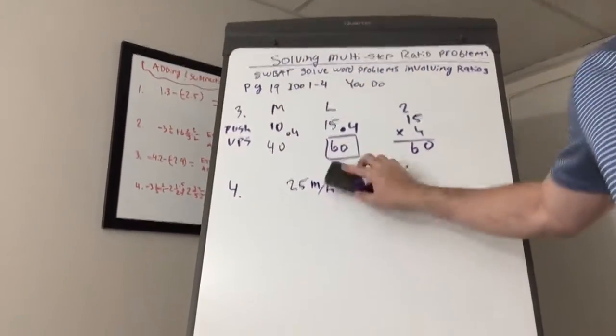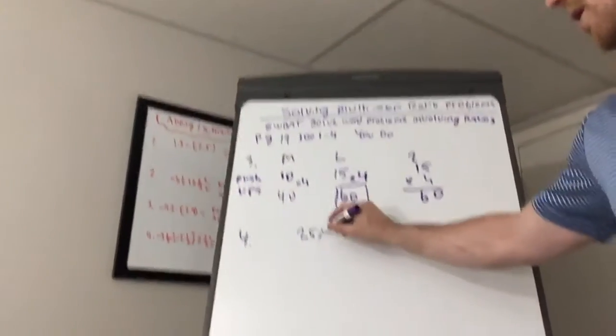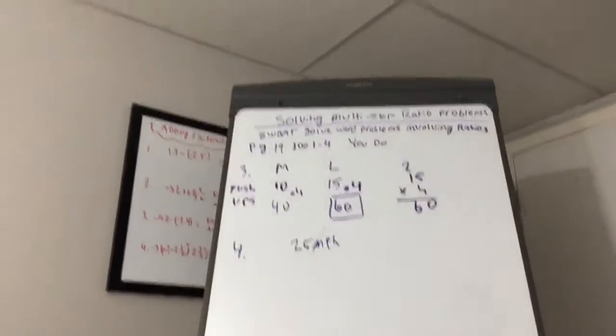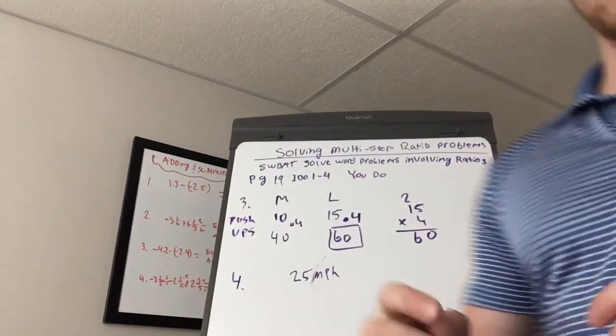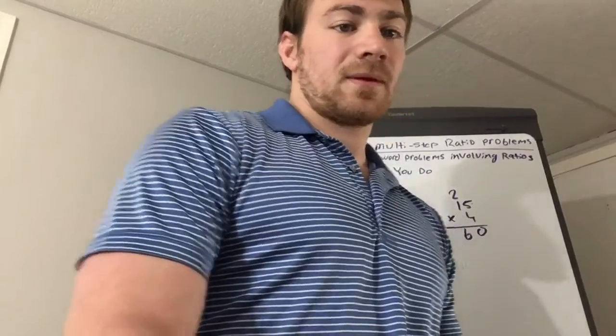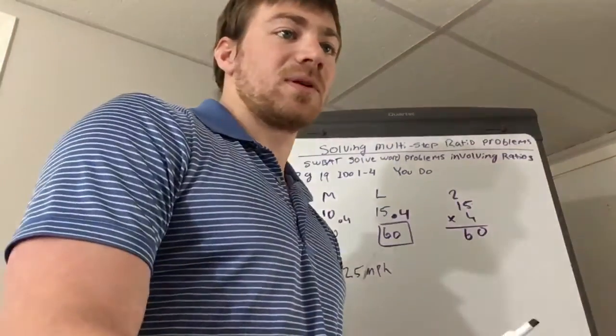You guys are probably used to this, MPH. So it goes at 25 miles per hour. So if a shark swims at 25, sorry, the thing closed. Well, apparently my computer's being slow.